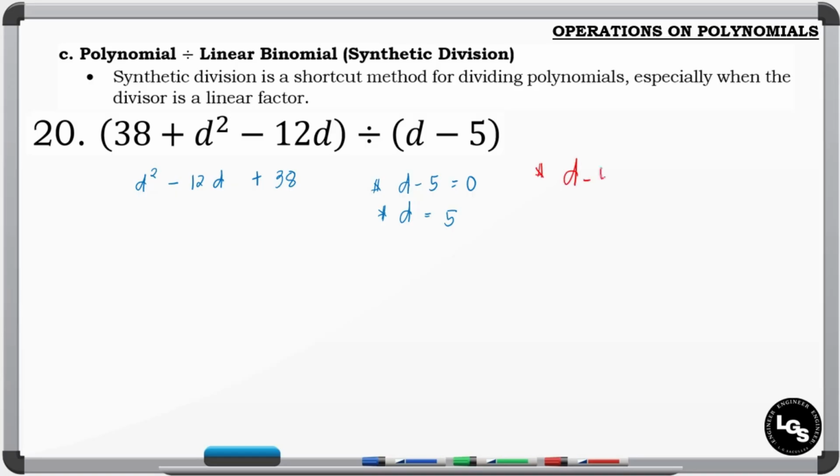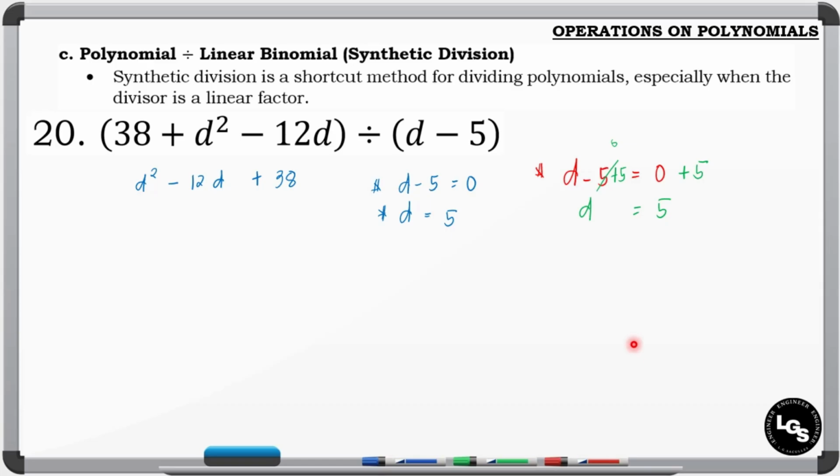So that is because of the concept: d minus 5 is equal to 0. We want to make this 0. In order to make this 0, we add positive 5. But to keep it equal, we also add positive 5 on the other side. So minus 5 plus 5 becomes 0, then 0 plus 5 is 5. That is the concept of transpose. So let's perform the synthetic division.